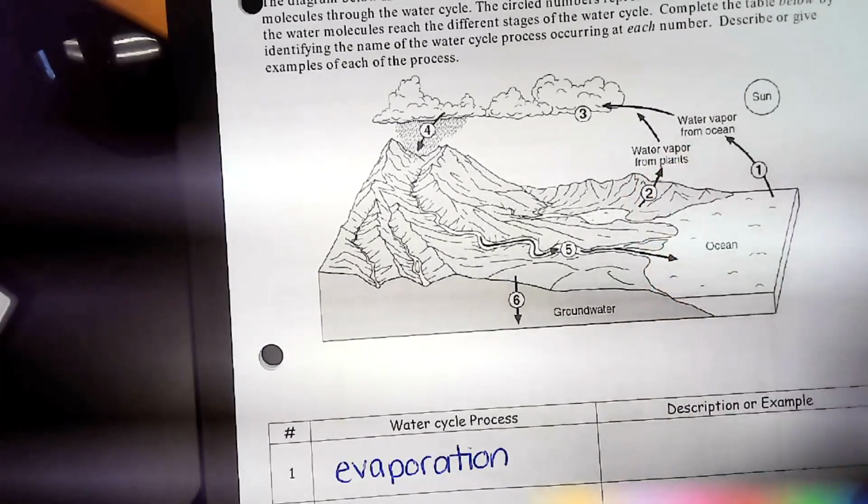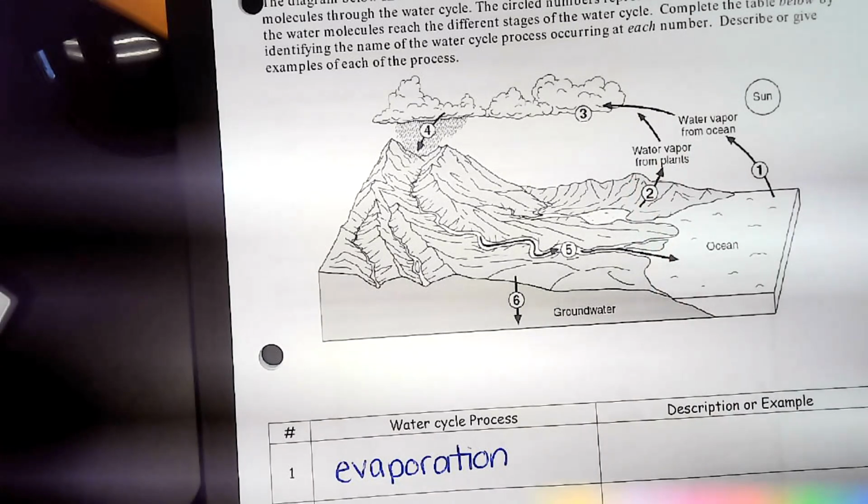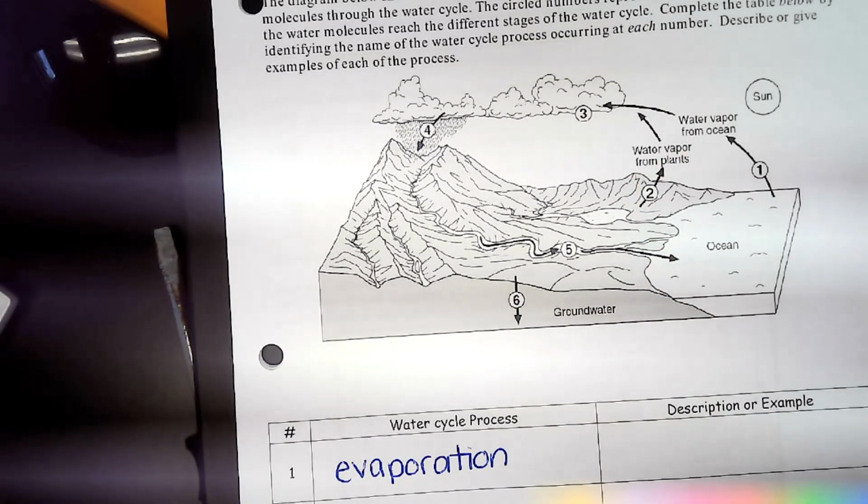How about this one? I'm guessing most of you do not know this one. It's water vapor from plants. It is not like dew on grass. This is like when plants do their photosynthesis thing. How does photosynthesis work? What do they do? Get energy from the sun. Make food with it. What else? When they don't take water in, they give it off. Anybody remember what that's called? You learned it last year.